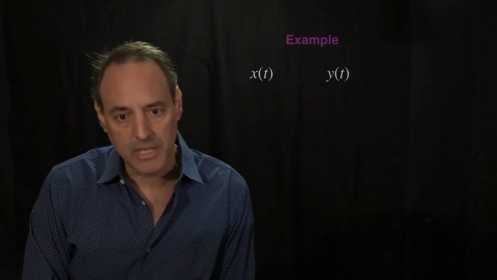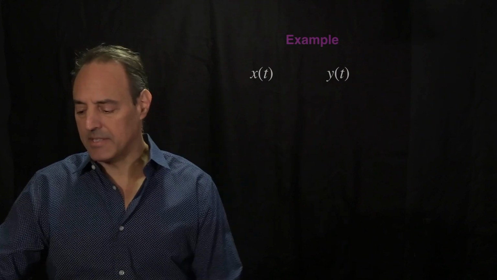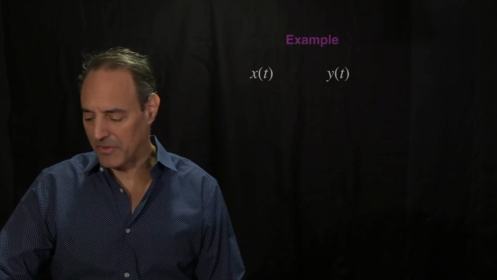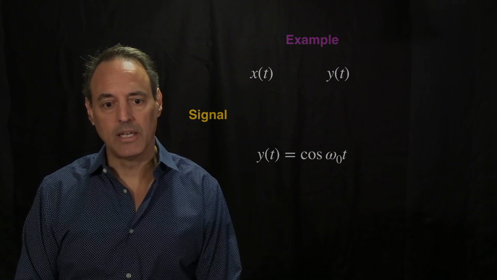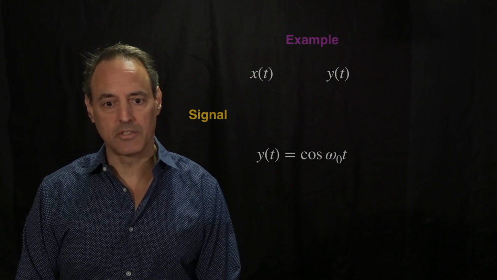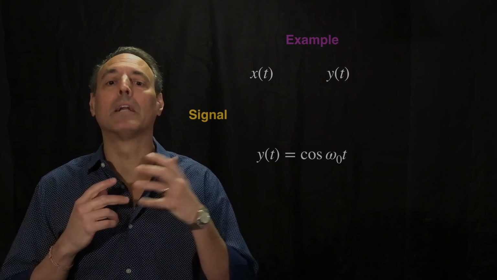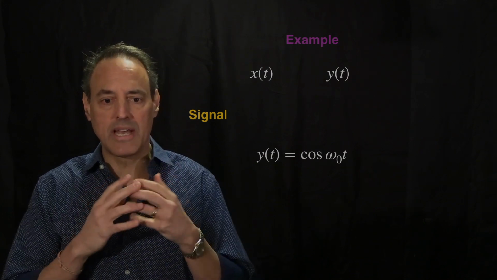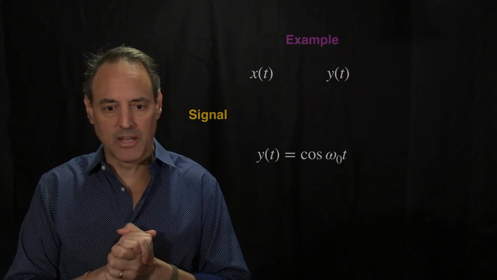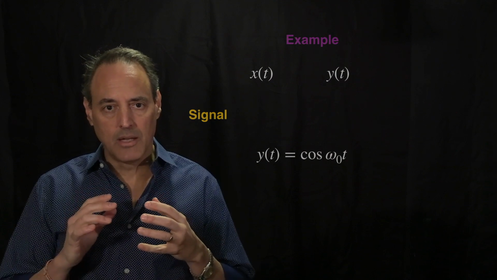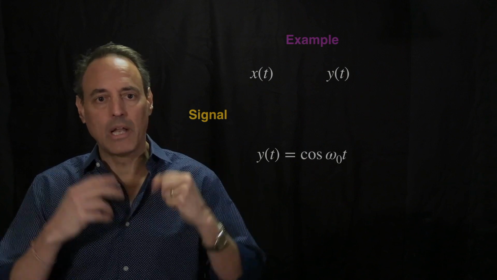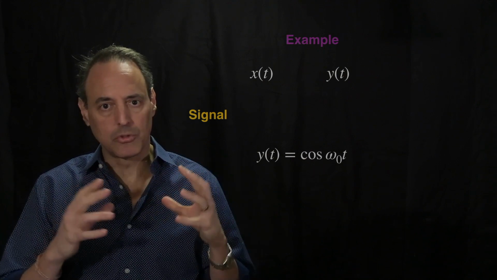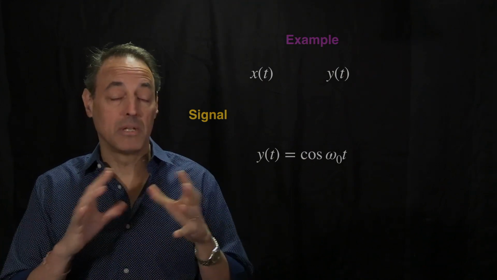So let's take two signals, x and y, and ask ourselves some questions about this. I'm going to do an example here where the signal y is going to be a cosine omega naught t. And we're going to use the signal y to modulate x, and see what happens to x when I multiply these signals together. So first of all, what it tells me is that if I know what x looks like in the Fourier domain and y looks like in the Fourier domain, I'll be able to do these manipulations nicely.